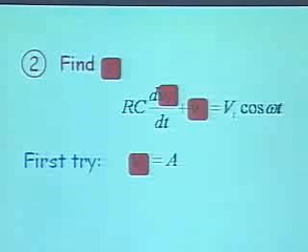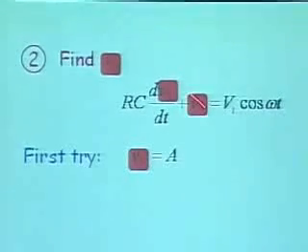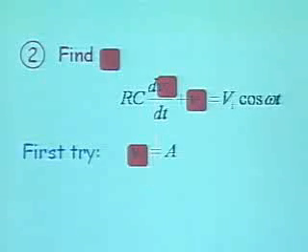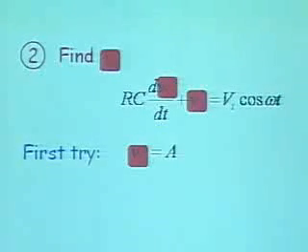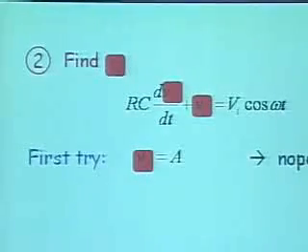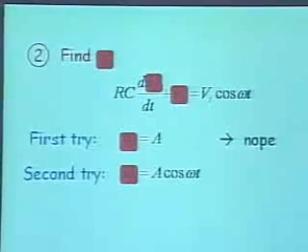So let's try. First try. A, a constant value, worked before for DC inputs. Let's try that again. If it worked then, it may work now. So if I use A, a constant value, and substitute it here, dA/dt goes to 0. VP is A, but on the right-hand side I have VI cosine omega t. So clearly A doesn't work. Sorry, I struck out.